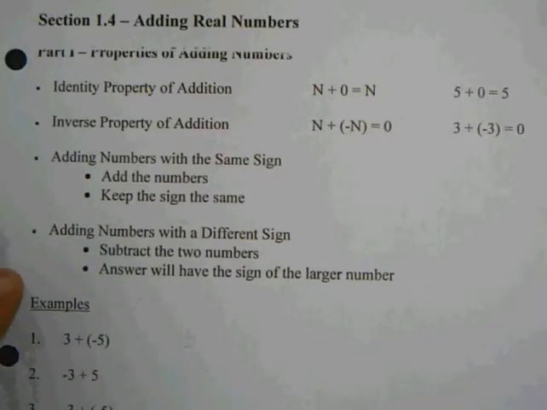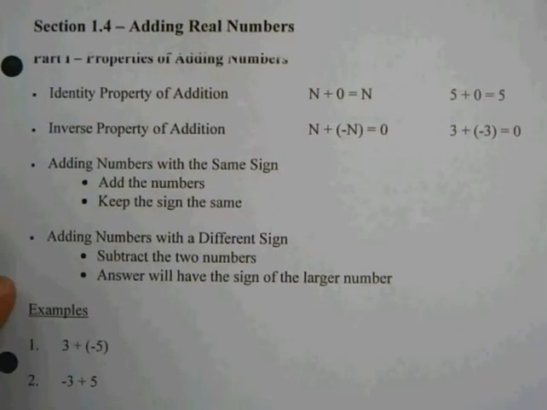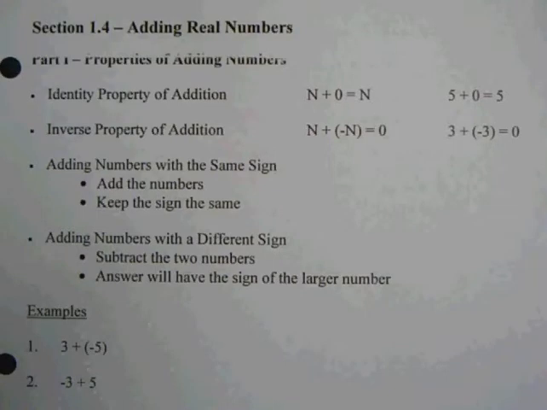So, adding real numbers. Let's try to move through this so you get lots of time for homework today. Real numbers, we know, are any number that we can physically put somewhere on the number line, either as a decimal approximation or as an integer, things like that. What we're talking about today is some of the rules that allow us to do what we do.